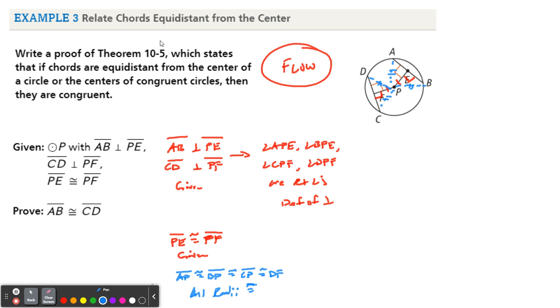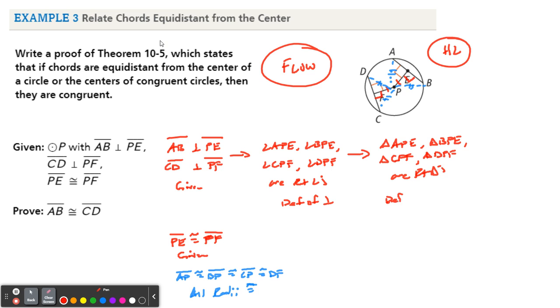So now in this picture, because we have right angles, we have right triangles. And those radii are the hypotenuses of the right triangles. The segments PE and PF are a pair of legs. We can use HL to prove these triangles congruent. Now we have to mention that they are right triangles. So because they have right angles, we can say that triangle APE, BPE, CPF, and triangle DPF are right triangles. And that's just by the definition of a right triangle.